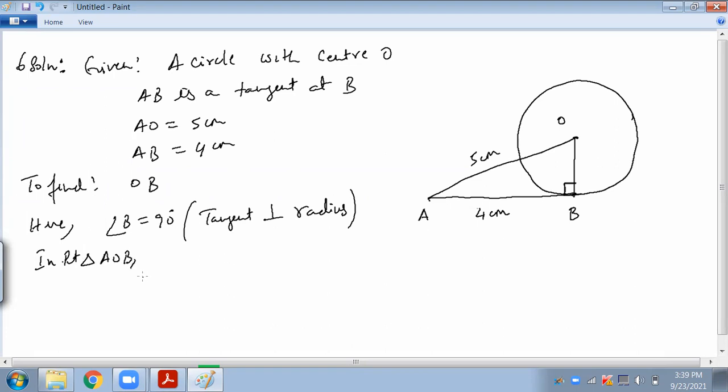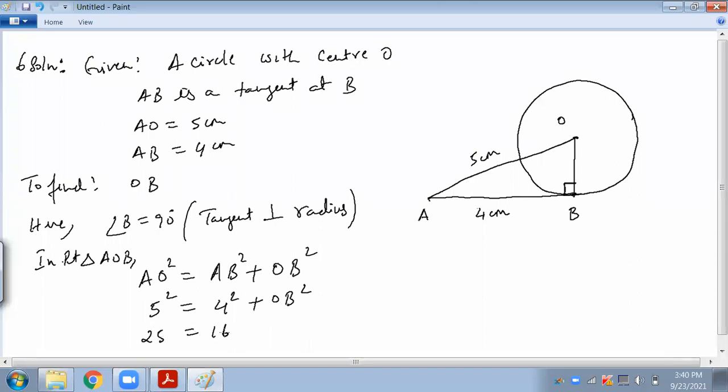In the right triangle, we can use Pythagoras theorem. What is Pythagoras theorem? Opposite to 90 is the hypotenuse. Hypotenuse square equal to the sum of the squares of the other two sides. Hypotenuse is AO and the other two sides are AB and OB. So AO square equal to AB square plus OB square. Now put the values. AO is 5, AB is 4. 5 square is 25, equal to 4 square, 16, plus OB square.